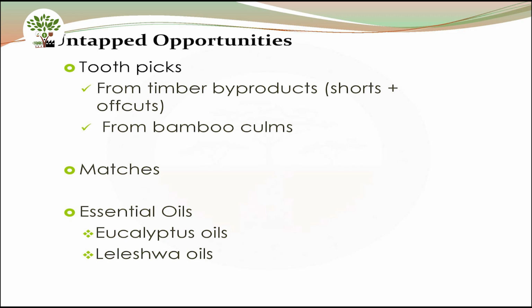The glulam and the cross-laminated can also come from timber and also bamboo. Toothpicks are also something else from timber byproducts and also from bamboo. Do you know we import so many toothpicks from outside the country? Matchboxes are also something that we can get back to. We used to have companies that were making these.